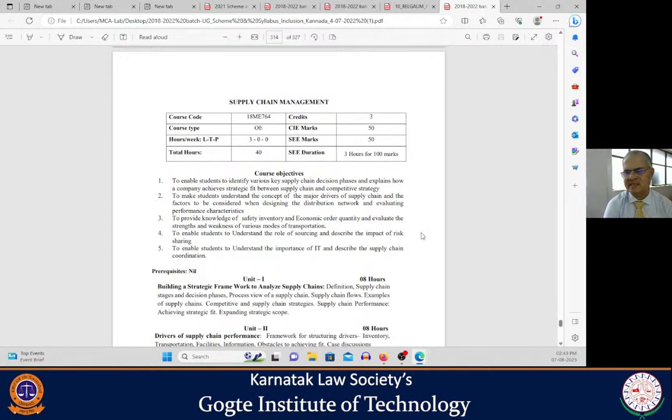Basically, SCM is the integration of suppliers to end customers. Whether it is online marketing like Amazon, or offline like DMart, or Flipkart, or Myntra, or H&M, all of these basically depend upon an effective supply chain management system.